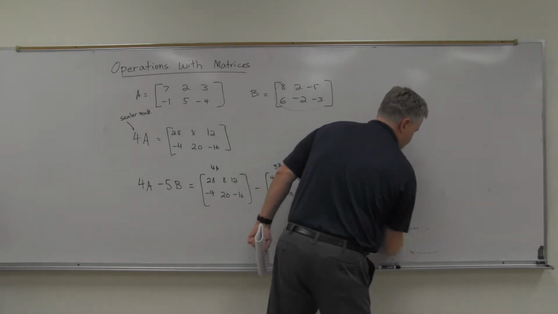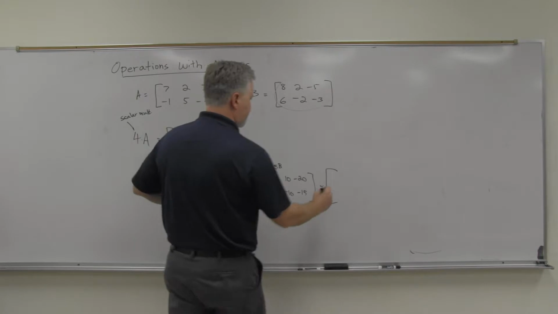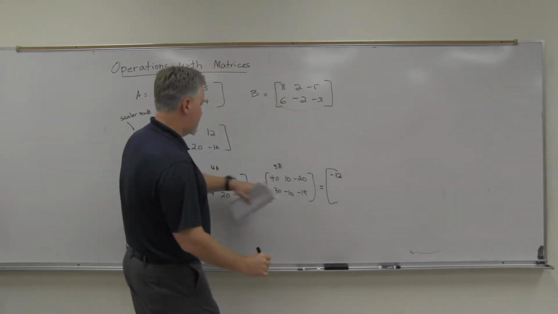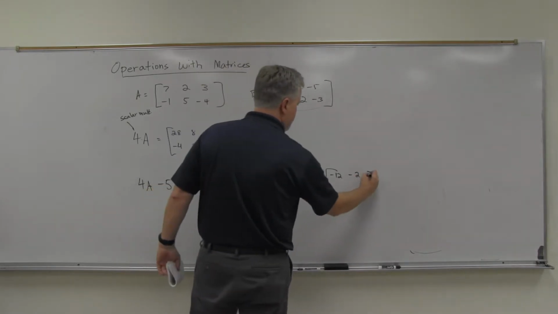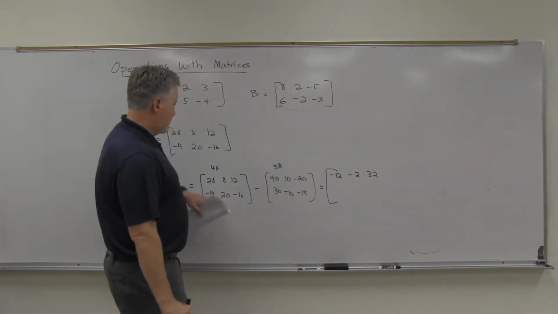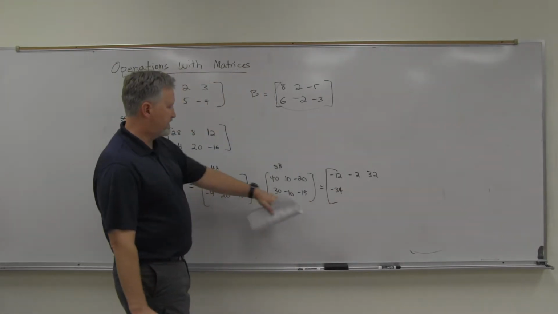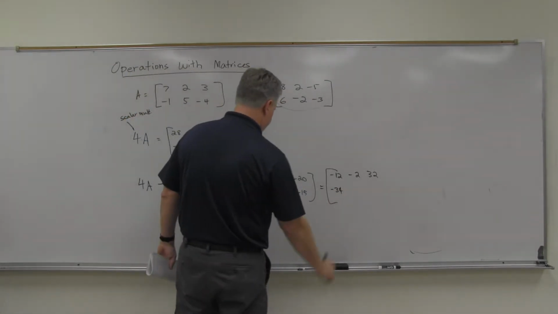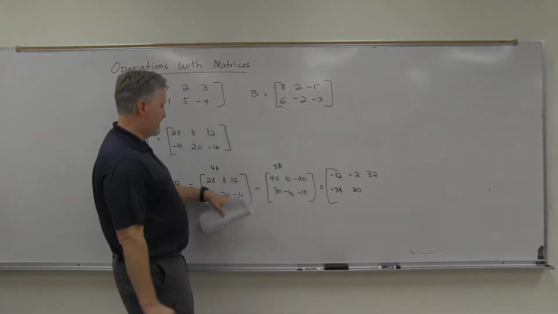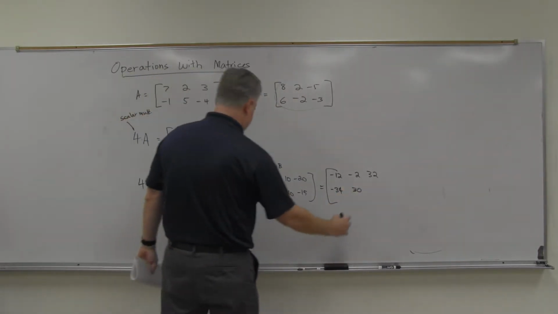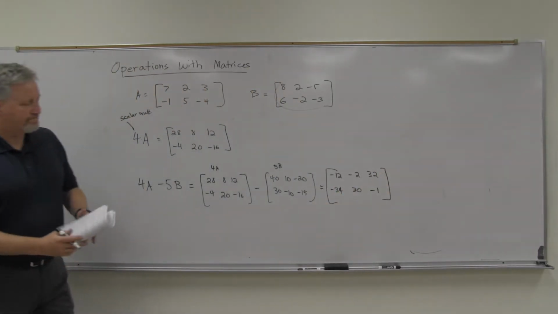To subtract, you just subtract entry by entry. So what have we got? 28 minus 40 is negative 12. 8 minus 10 is negative 2. 12 minus negative 20 is 32. Negative 4 minus 30 is negative 34. 20 minus a negative 10. Be sure to keep up with the signs though. Positive 30. And then negative 16 minus a negative 15 gets negative 1. Do you see that? Believe that?